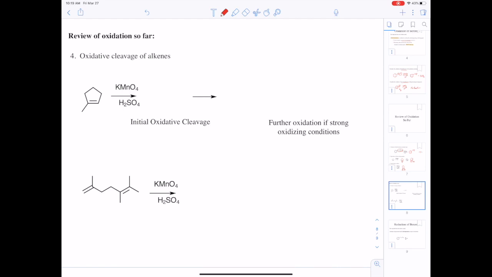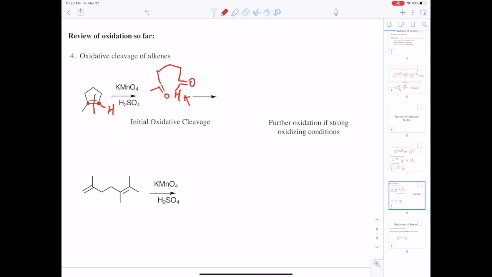And then finally, KMnO4 with acid will cleave alkenes, as you recall. You cleave this right here. Remember, there's an H here. So we end up with a carbonyl. Each carbon of the double bond becomes a carbonyl. And as I said in class, this aldehyde usually further oxidizes to a carboxylic acid.